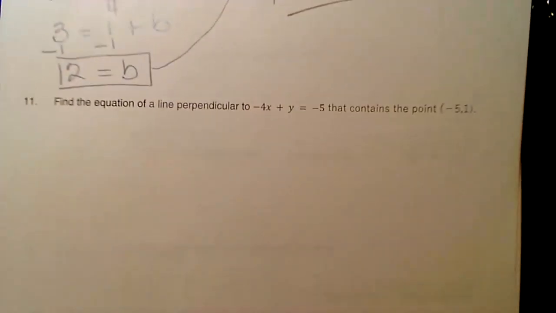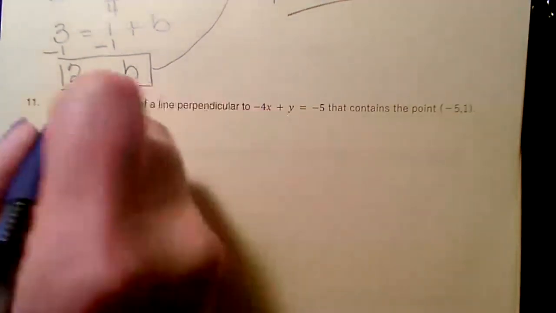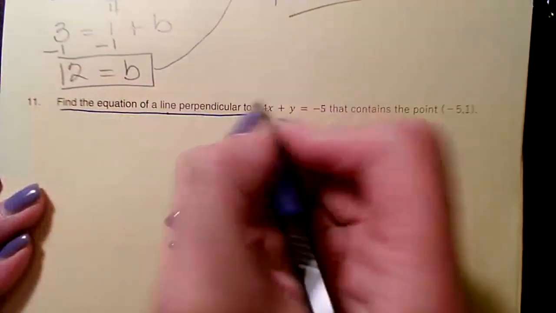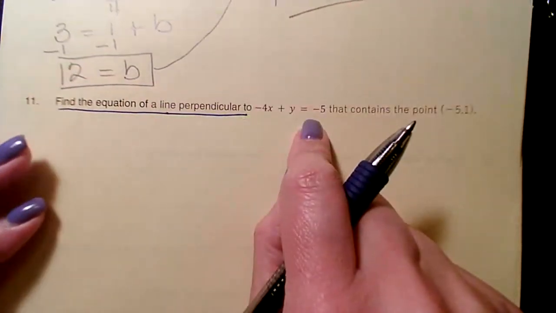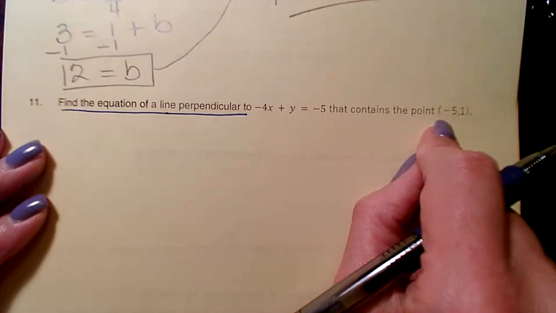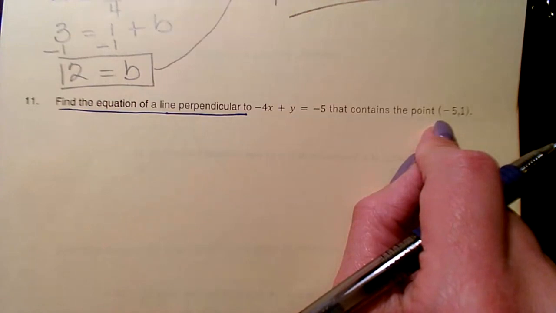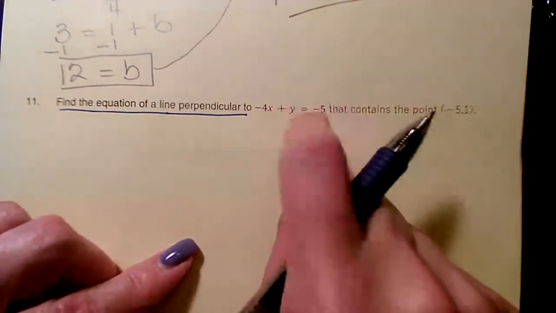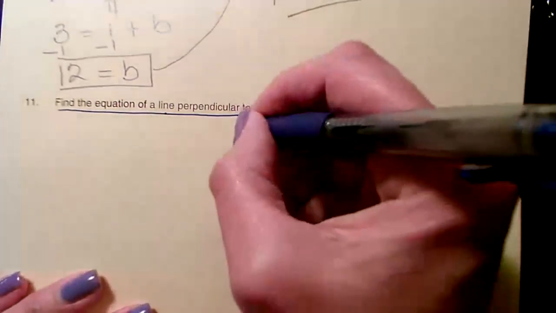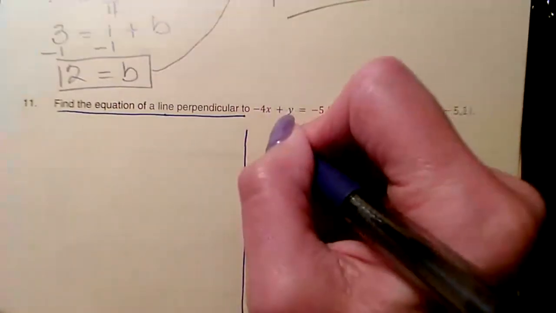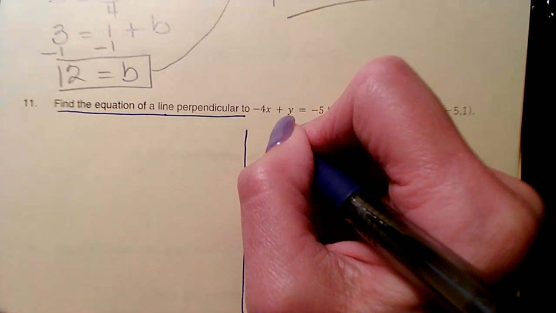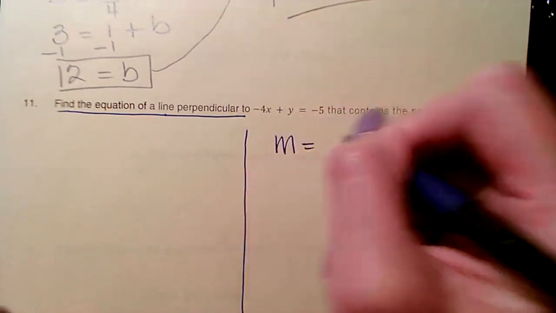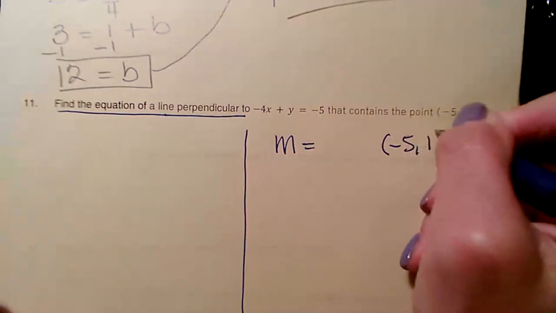Okay? Now, it says find the equation of a line. Look what it says, perpendicular to this one and contains this point. So the new line, the new equation that I'm going to find is perpendicular to this one. So let me find first the slope of the new line, right? I don't have the slope, but I do have this point.